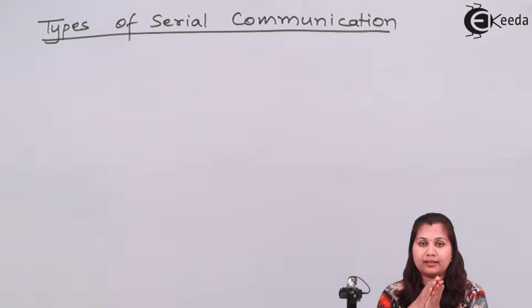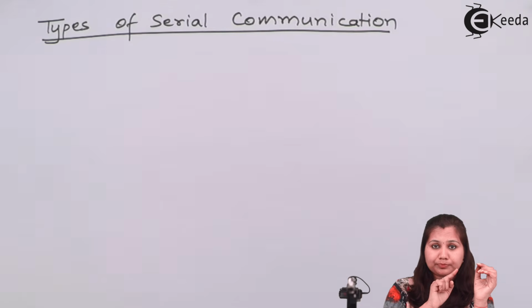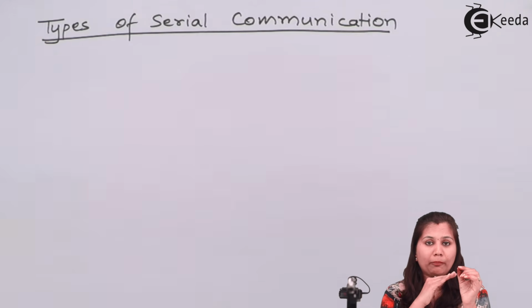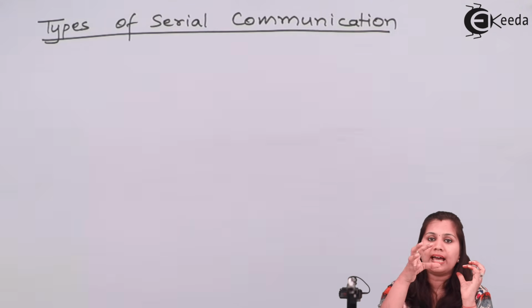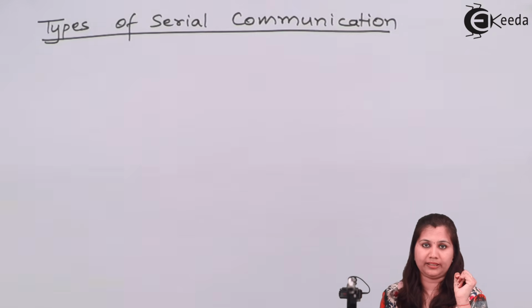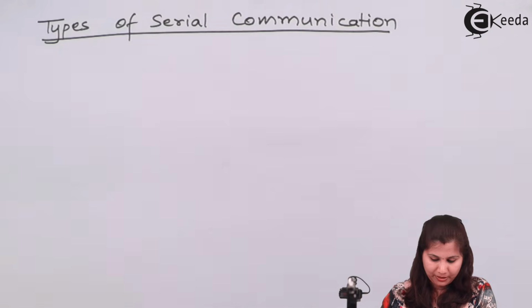Whereas in synchronous, because they are sharing the same clock, there is no need to send that information separately. It is synchronized with the clock: when the clock pulse changes from low to high or from high to low, at that time the transmitter sends the data and the receiver receives the data. So we have two types of serial communication, synchronous and asynchronous.